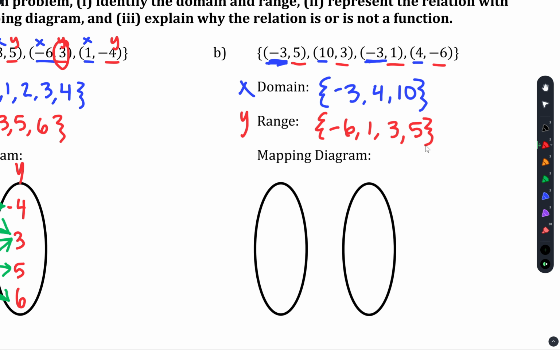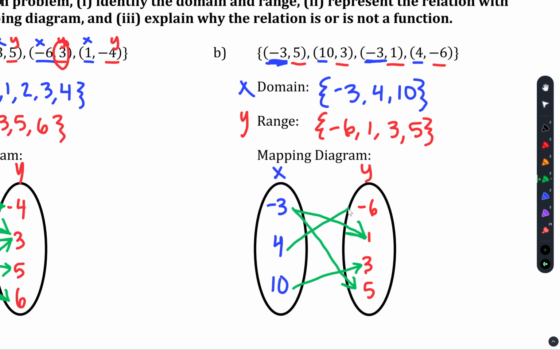Now, let's map them. I'm going to put my X's on one side. I'm going to put my Y's on the other. And I'm going to connect up those pairs. So -3 points to 5. 10 points to 3. -3 points to 1, and 4 points to -6.